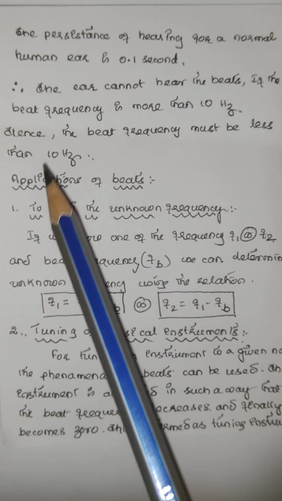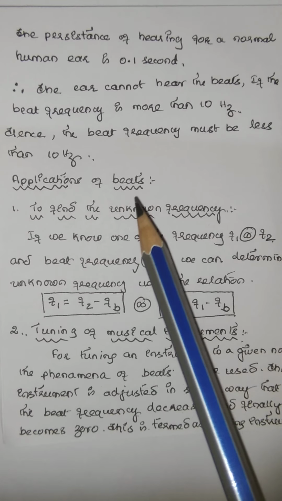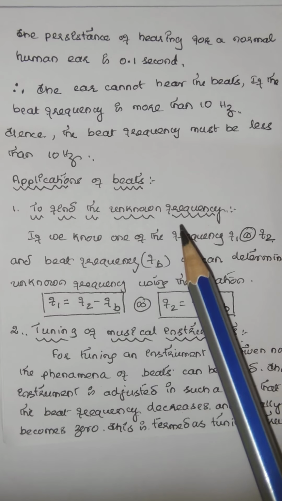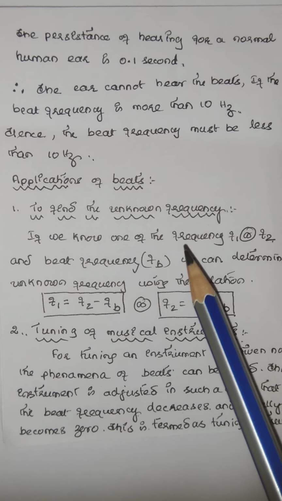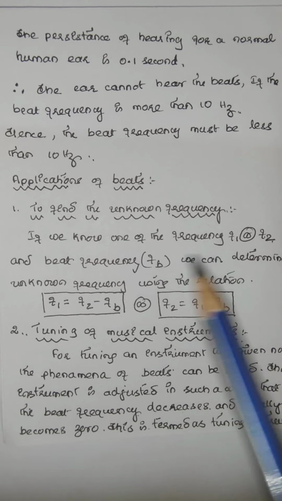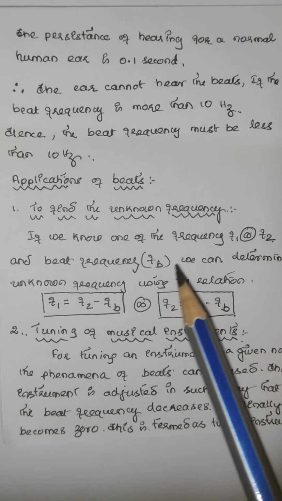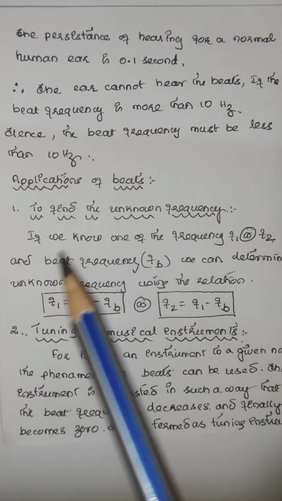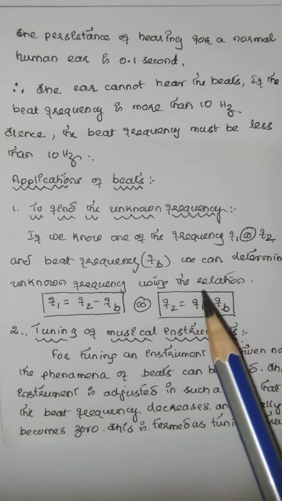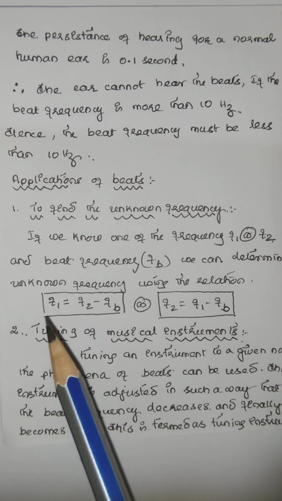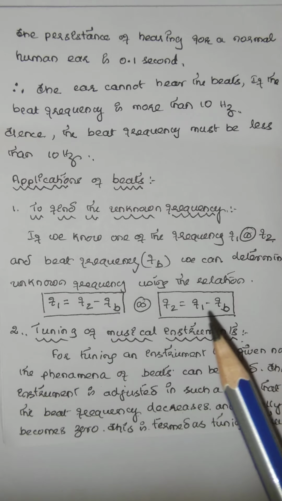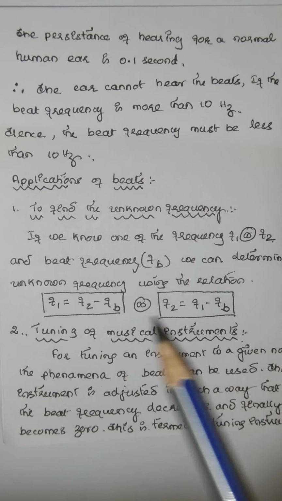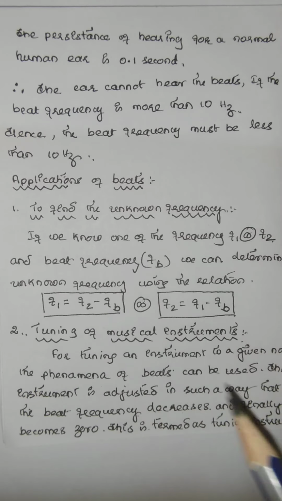Now, what are the applications of beats? To find an unknown frequency: if we know one of the frequencies f1 or f2 and the beat frequency f_b, then we can determine the unknown frequency using the relation f1 is equal to f2 minus f_b or f2 is equal to f1 minus f_b. And tuning of musical instruments.